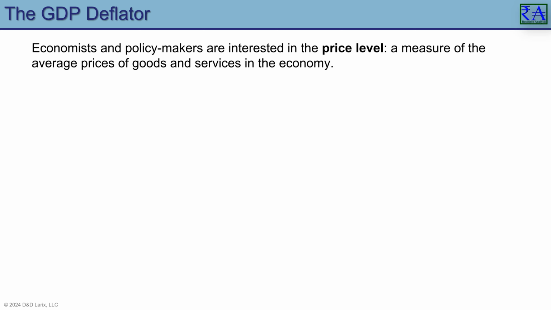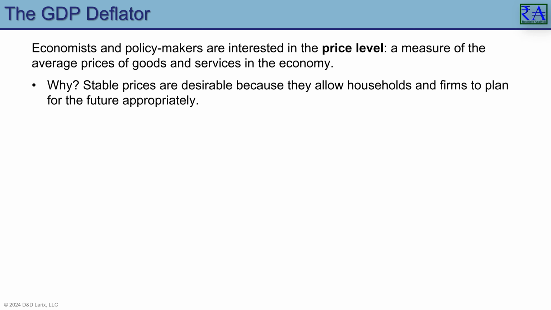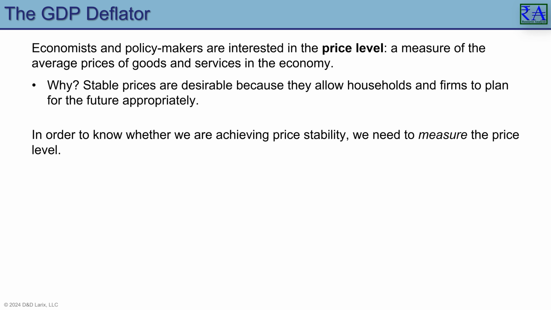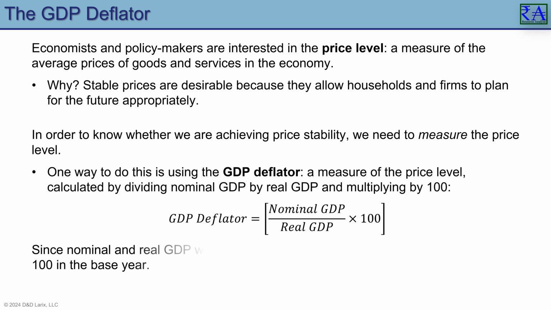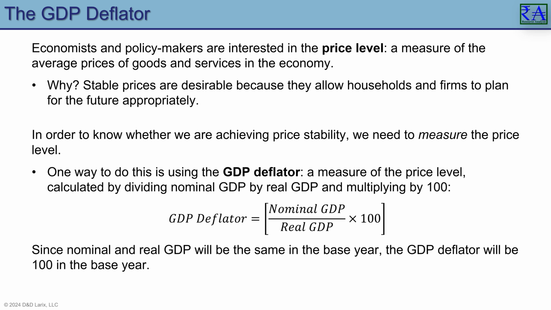Economists and policymakers are interested not just in the level of production, but also in the price level. The price level is a measure of the average price of goods and services in the economy. The GDP deflator is a measure of the price level calculated by dividing nominal GDP by real GDP and multiplying by 100. You see the formula: GDP deflator is equal to nominal GDP divided by real GDP, multiplied by 100. Since nominal and real GDP will be the same in the base year, the GDP deflator will be 100 in that base year.